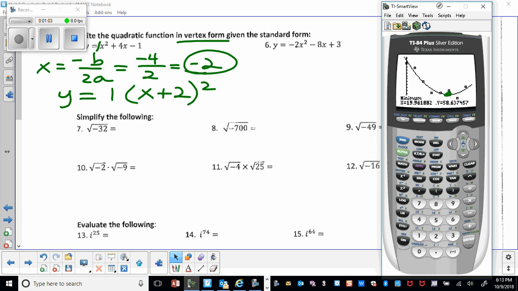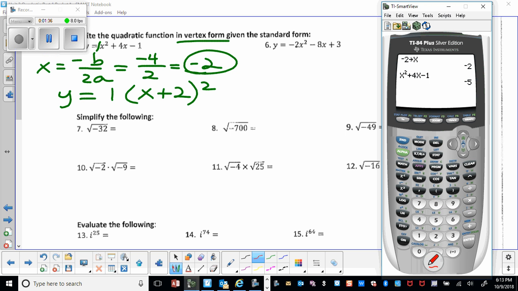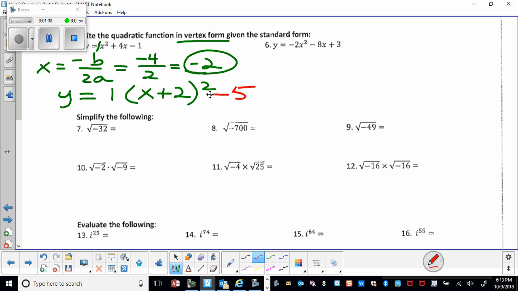So I could do that on my calculator. I could just plug it in, or I could remember, just to review, I could do -2 store x. It's always good to know how to use store. And then I'll just put in x squared plus 4x minus 1, which is -5. So when x is -2, y is -5. All right? So that means that would be a -5 out there.